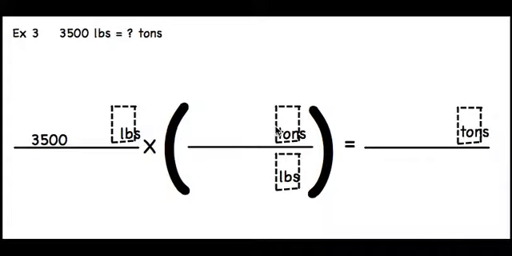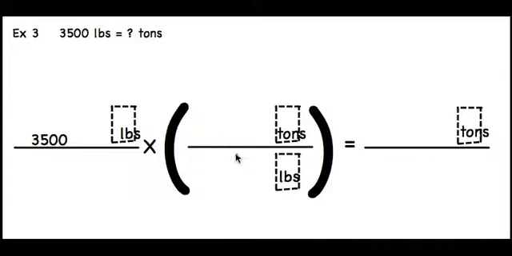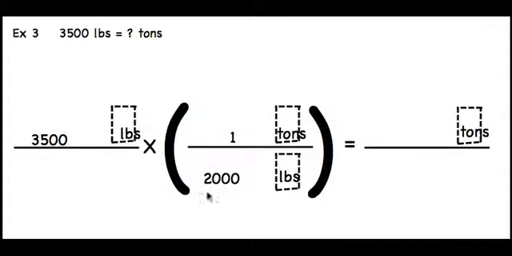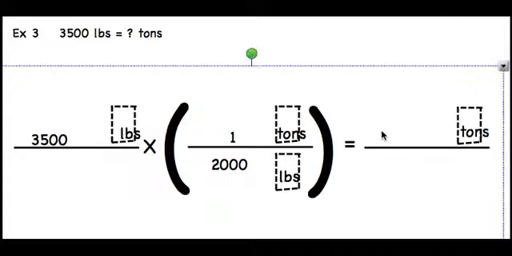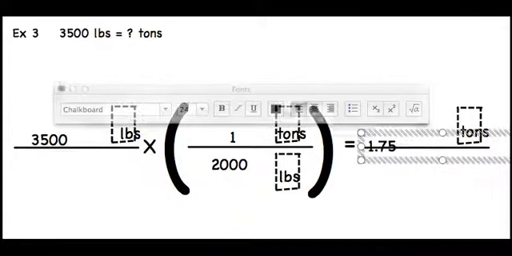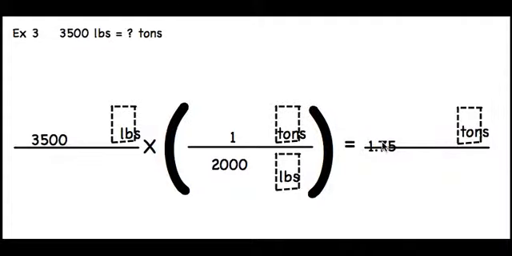Okay, so now we go to our formula chart to see how many pounds are in a ton or how many tons are in a pound. So we see from our formula chart that there is 1 ton for every 2,000 pounds. That's a lot of weight. So let's take 3,500 times 1 divided by 2,000, and we get 1 3/4 tons. That is a lot of weight.